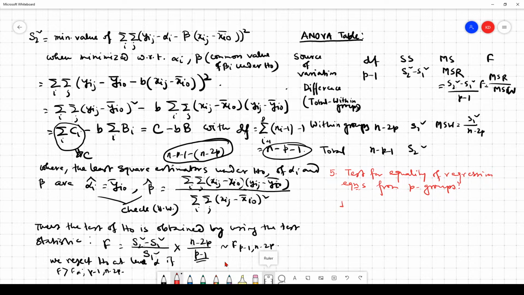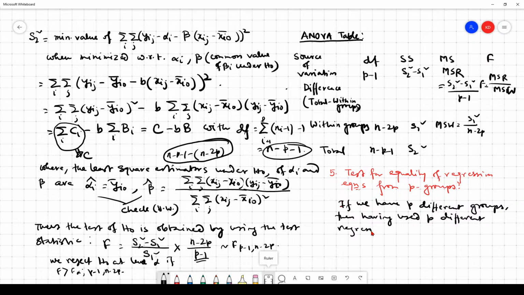If we have P different groups, then having used P different regression equations, we may like to know whether these P equations are identical or equal.